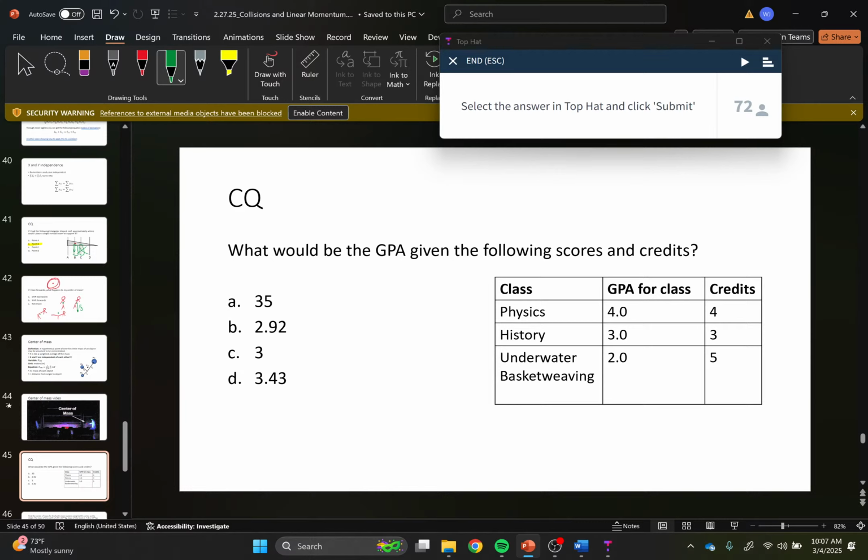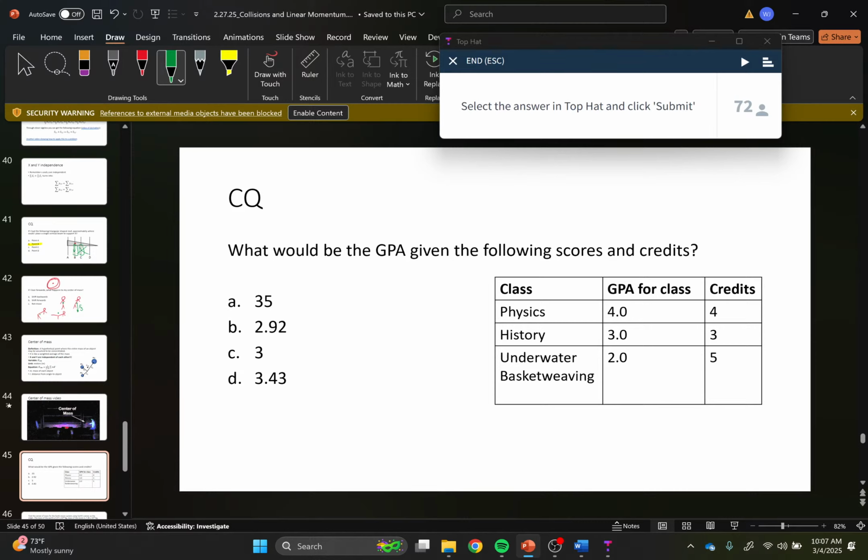If you all can do your GPA based on credit hours, then you can do center mass. Well, if you can't, that's fine. I'm going to teach you how. Actually, you know what? Let's just do this. I'm going to teach you how to calculate your GPA based on credit hours, and then I'm going to show you the equation for center mass, and they're the same equation.